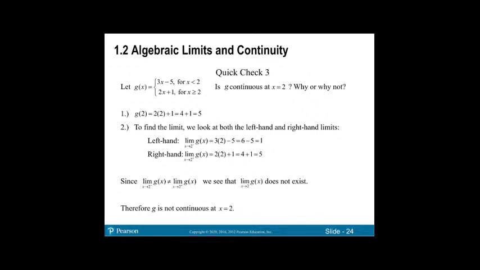So then the left-hand limit is not equal to the right-hand limit. So therefore, the limit as x approaches 2 does not exist. So therefore, because the limit does not exist, g is not continuous at x equals 2.